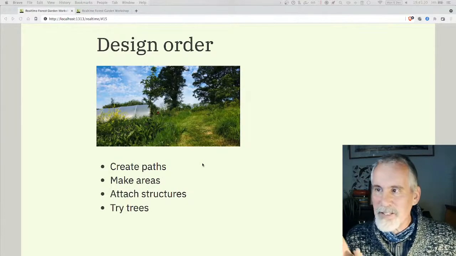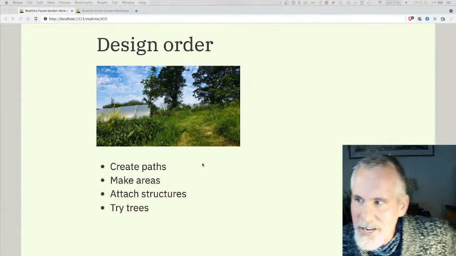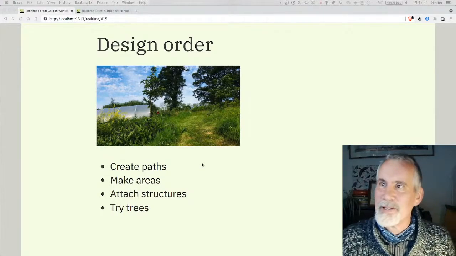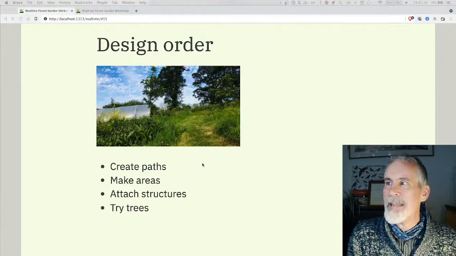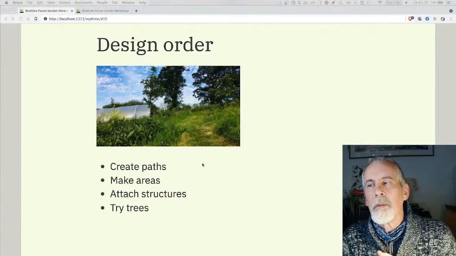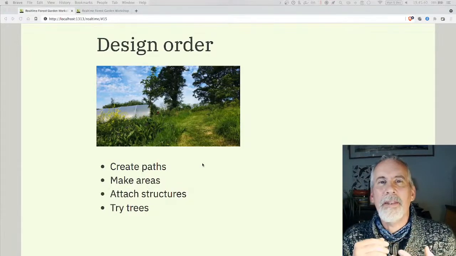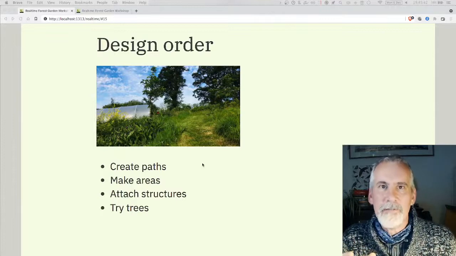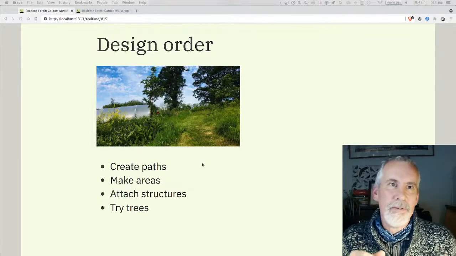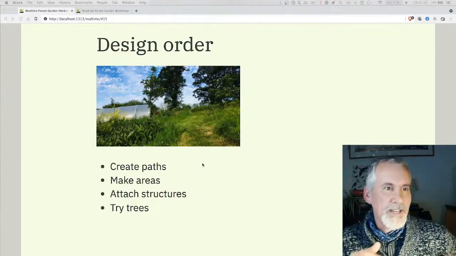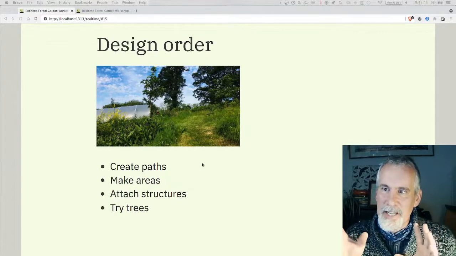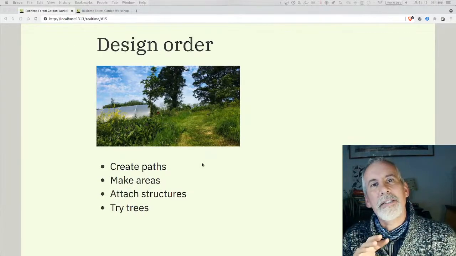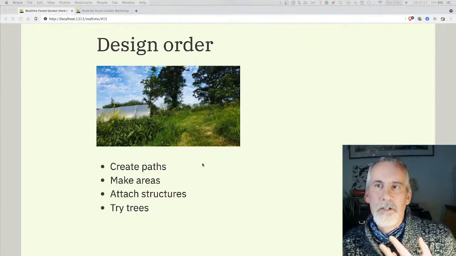Now I did a live stream about paths, and I've really been getting into doing paths at the moment, because they define the garden and they structure the garden and they divide it up into different areas, and they're going to give you different views, and it's all about the privacy, and they're fantastic. And actually creating the paths is the kind of backbone of the structure of the garden.